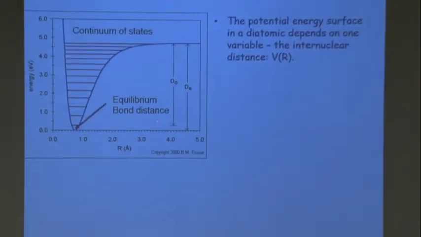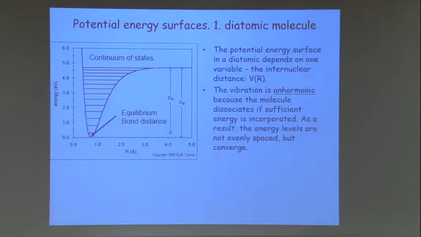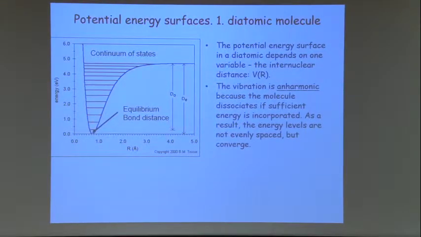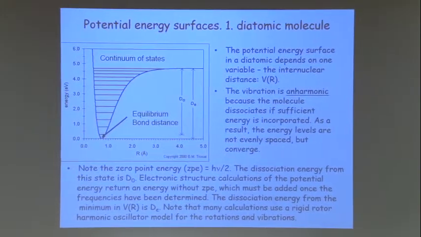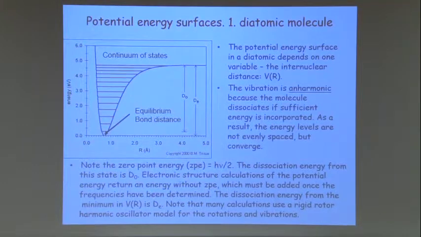Okay, but that's just demonstrating what's going on for a diatomic molecule and just defining that the vibration is anharmonic because the molecule dissociates if sufficient energy is incorporated. As a result, the energy levels are not evenly spaced, but converge. And the zero-point energy is h nu over 2 for a harmonic oscillator, slightly different for an anharmonic oscillator. And that allows us to define two different dissociation energies, one coming from the bottom of the well here, and one coming from the zero-point energy there. And it's important when you're doing calculations and you're tabulating energies to define whether you're referring them to the zero-point energy or to the bottom of the potential energy well.